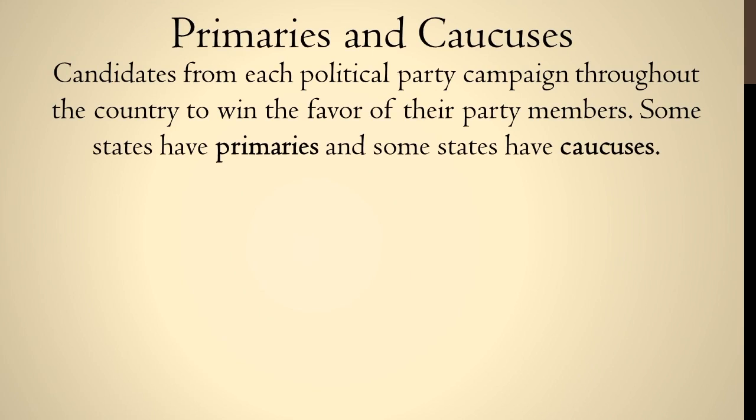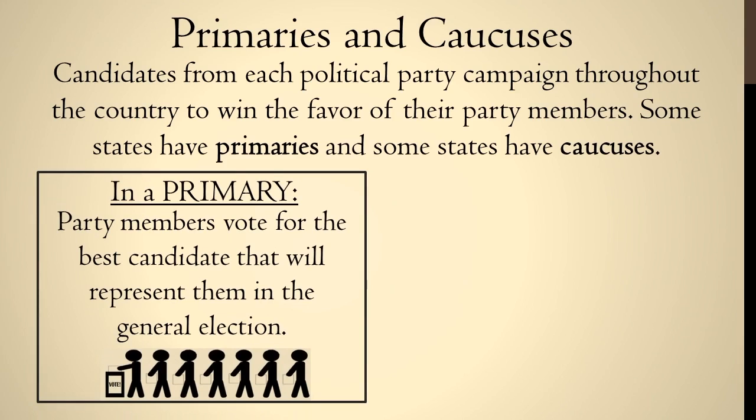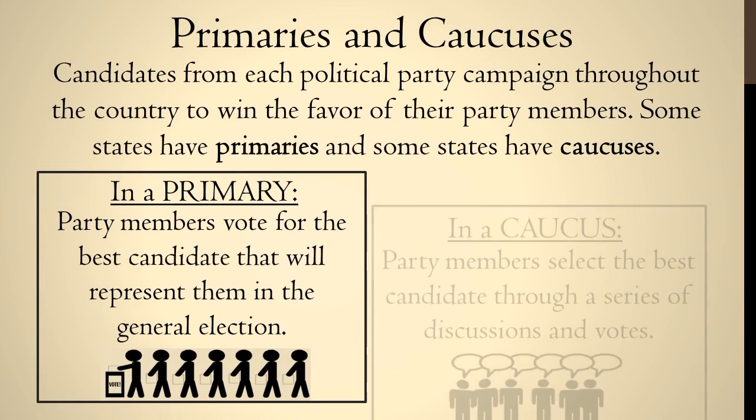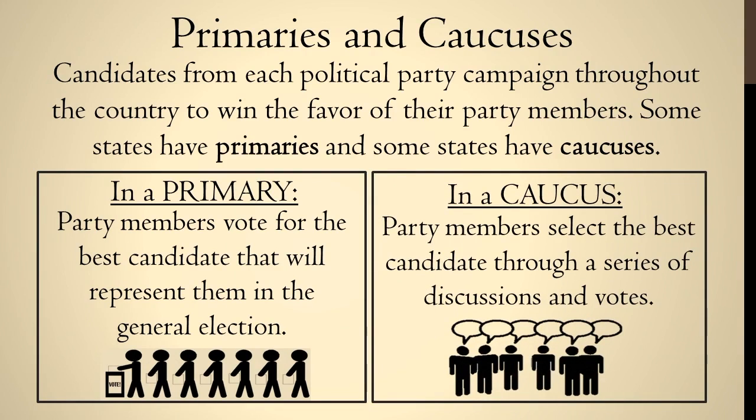Some states have primaries and some states have caucuses. In a primary, party members vote for the best candidate that will represent them in the general election. In a caucus, party members select the best candidate through a series of discussions and votes.